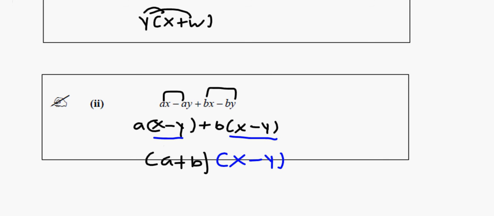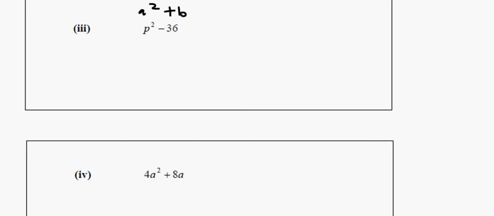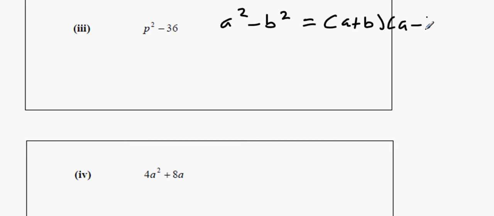Now, next question here. Once again, the number 36 comes under the category of a squared minus b squared, excuse me. A squared minus b squared is equal to a plus b, a minus b. And what we can do here is get the square root of 36, which is 6, so it's going to be p squared minus 6 squared.